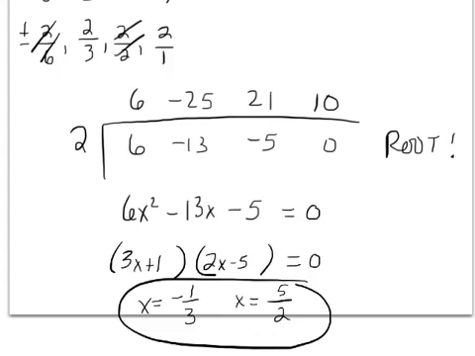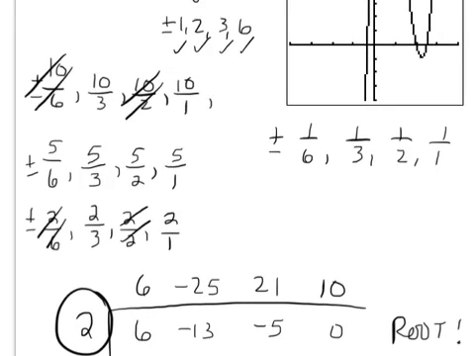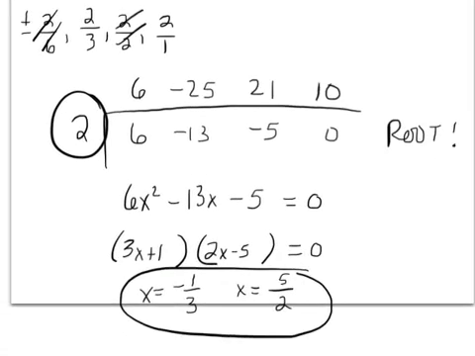What was our other root? Our other root was right here, 2. So we have 3 roots. The roots are 2, negative 1/3, and 5/2. Checking that, we see them up here. 2 appears right here. Negative 1/3, here's the negative 1/3. And the positive 5/2 is the positive 5/2. All of our answers do appear as options.